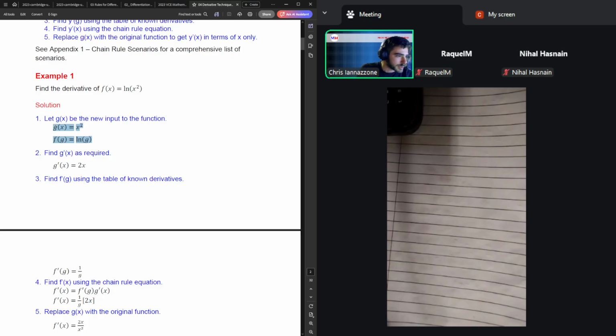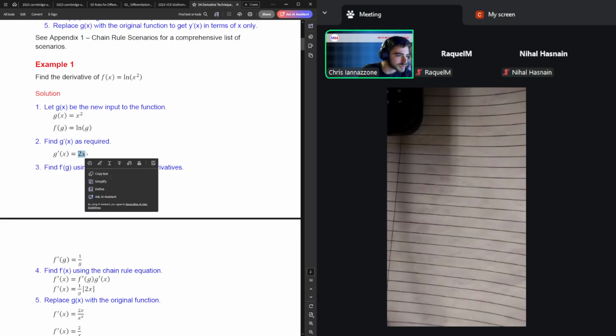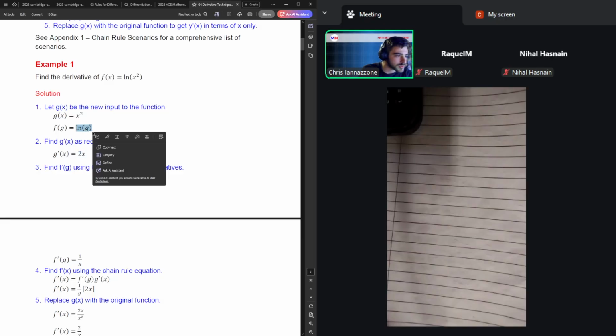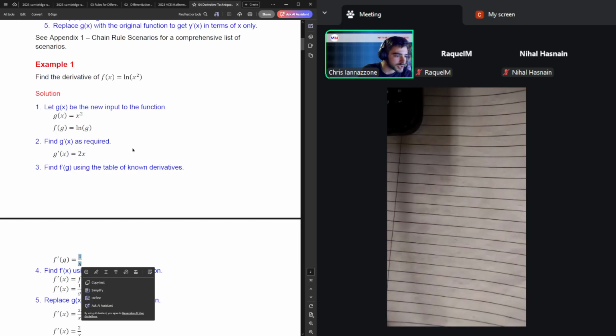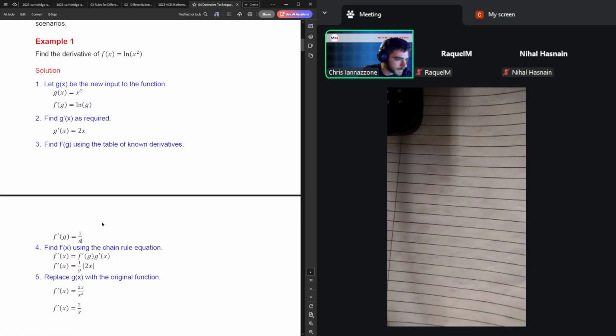Then, take both of these and find the derivatives of each of them. X squared, we've done that before, that's just 2x, because the power goes down the front and reduces by 1. Natural log of g, well, 1 over g. Right, that was your question earlier. Why is it 1 over g? Natural log turns into 1 over. Then those two derivatives just multiply together.